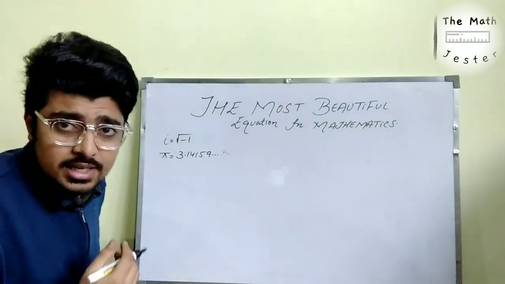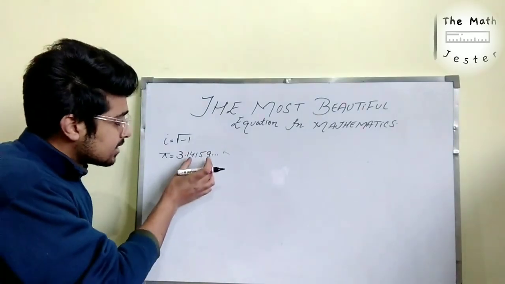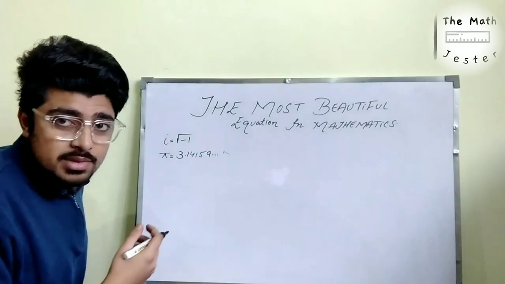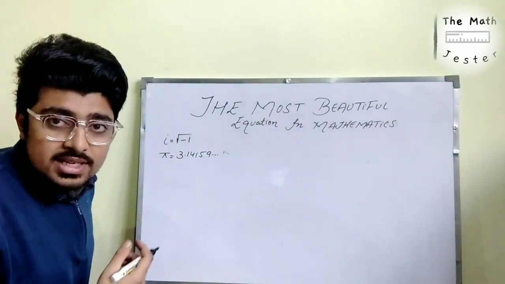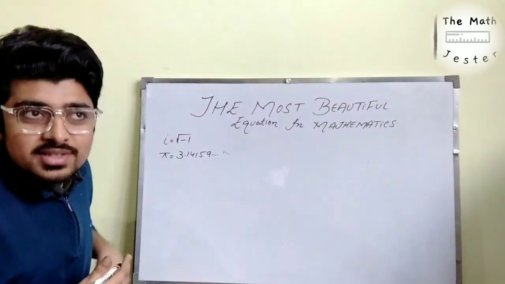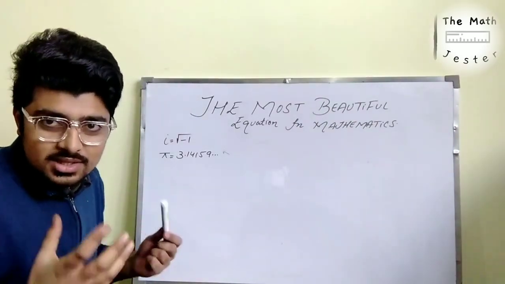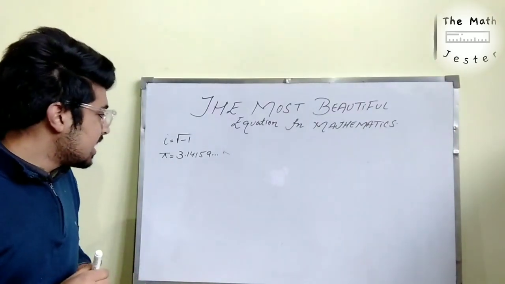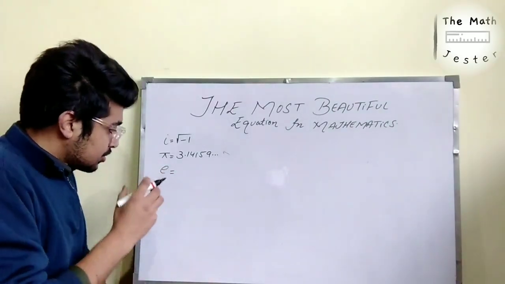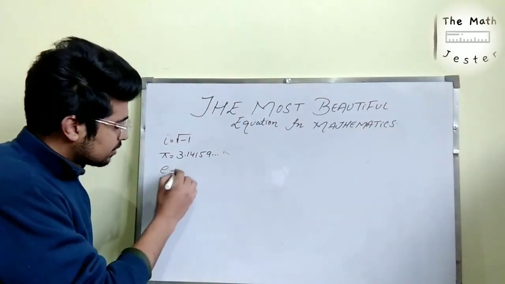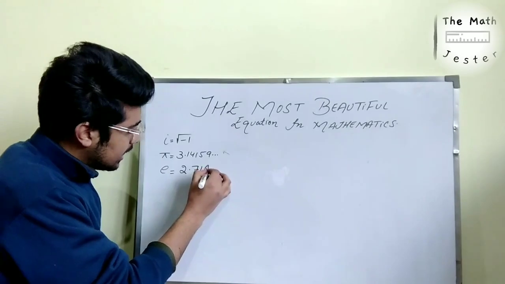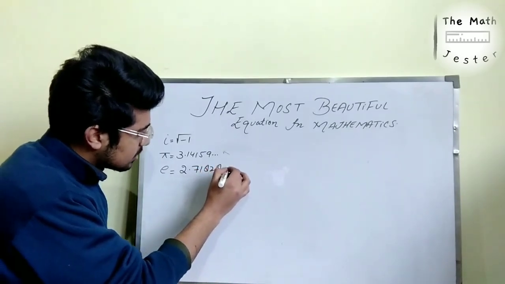And remember that it is an irrational number, so you cannot say that it has any kind of sequential behavior after the decimal point, because it is an irrational number. Also, there is one more important constant, that is e. That is a very special kind of constant, and it has a value equal to 2.71828, and it goes on.